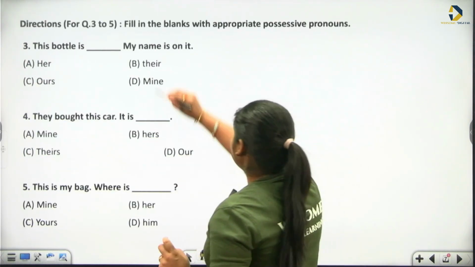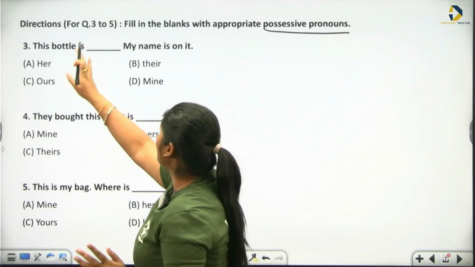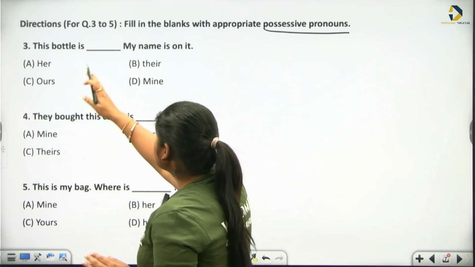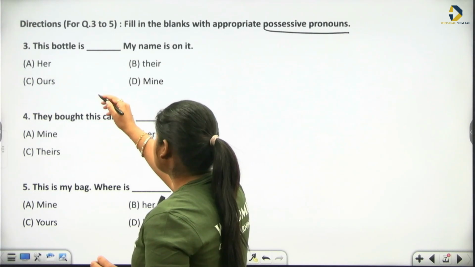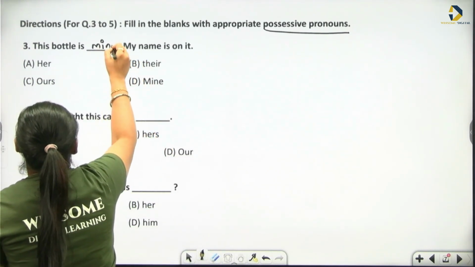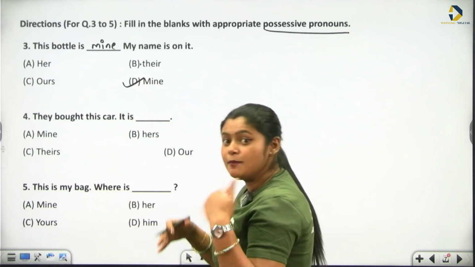See another. Now fill in the blanks. I prepared possessive pronouns now. Belonging. Okay. This bottle is dash. My name is on it. This bottle is mine. My name is on it. This bottle is mine and my name is written on it.